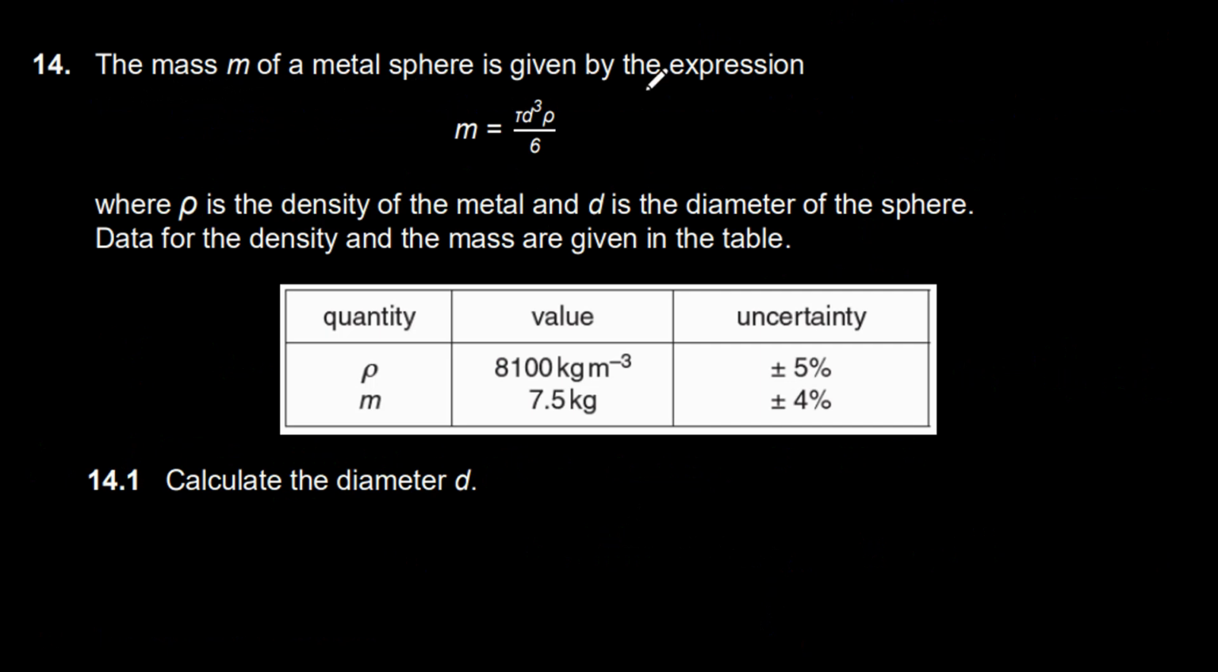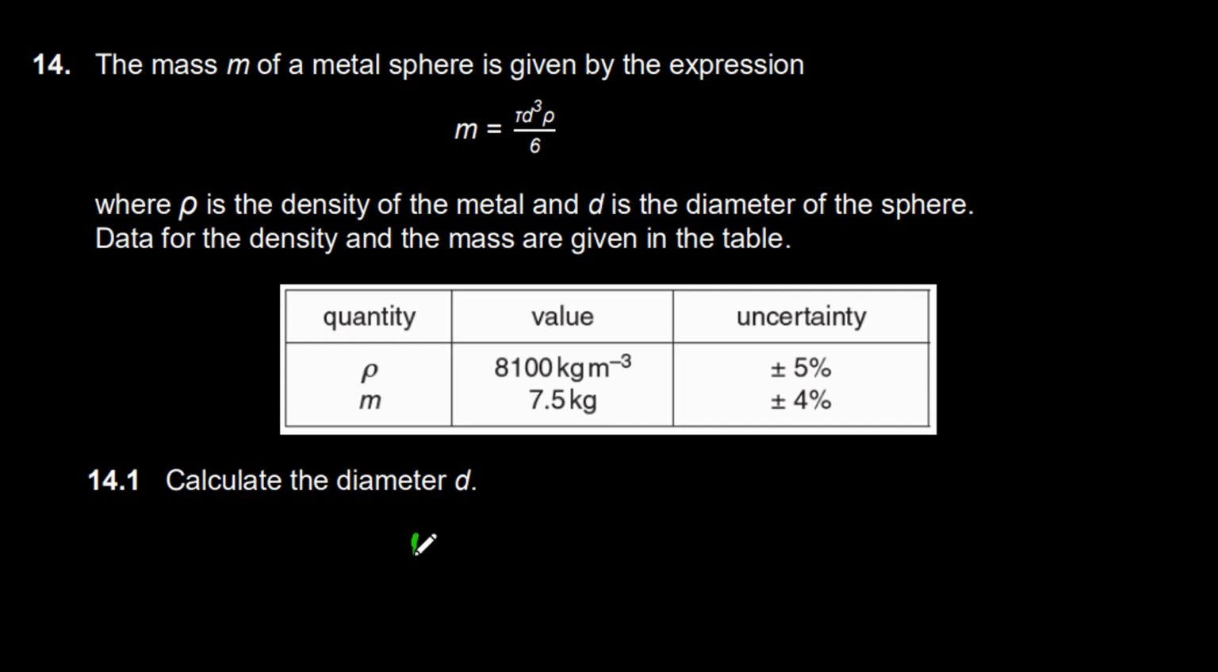In question 14, it says the mass m of a metal sphere is given by this expression. So m equals pi times d cubed times rho divided by 6, where rho is the density of the metal and d is the diameter of the sphere. Data for the density and mass are given in this table. So here we are given the density together with its percentage uncertainty, as well as the mass together with its percentage uncertainty. And in 14.1, we have to calculate the diameter d.